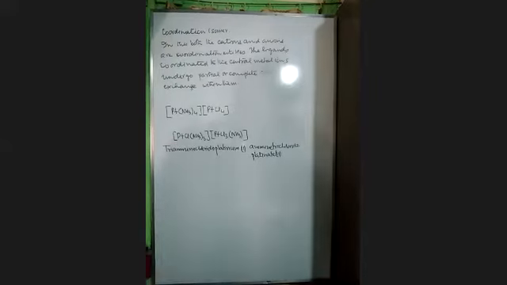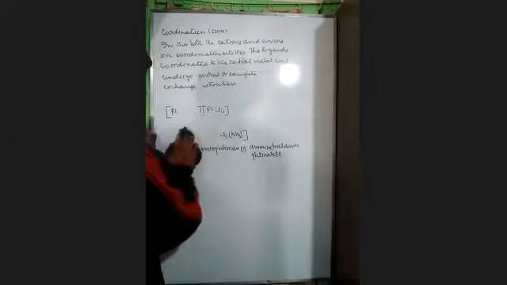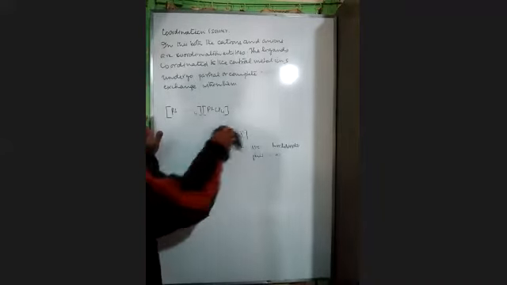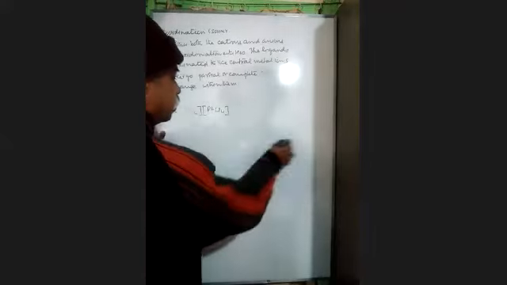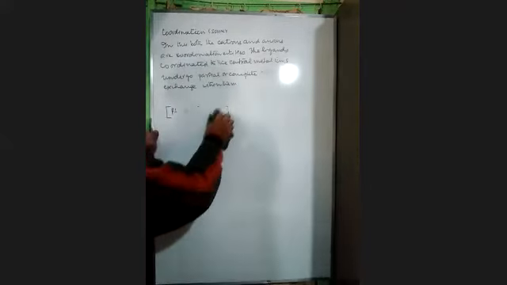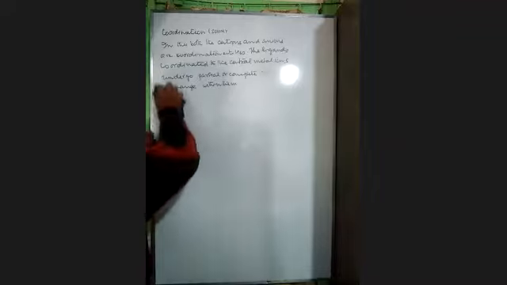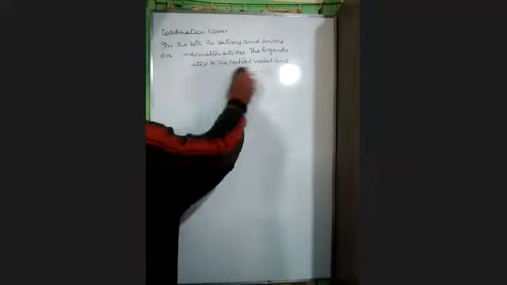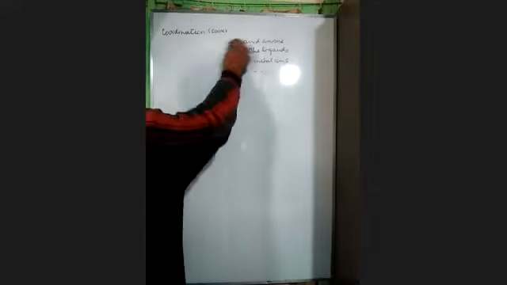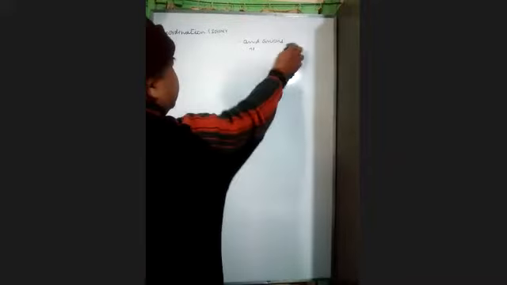Okay, now we'll go for the, see, we have done this structural isomerism. Structural isomerism, we have classified into four categories. They are the ionization isomerism, then linkage isomerism, then hydrate isomerism, and the coordination isomerism. Now we'll go for stereo isomerism.